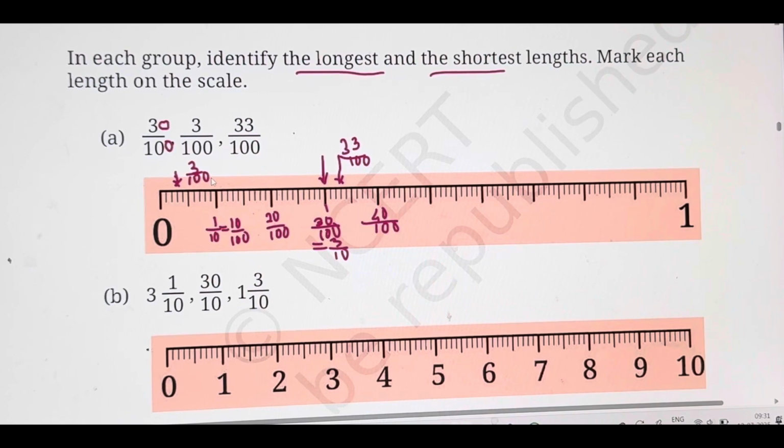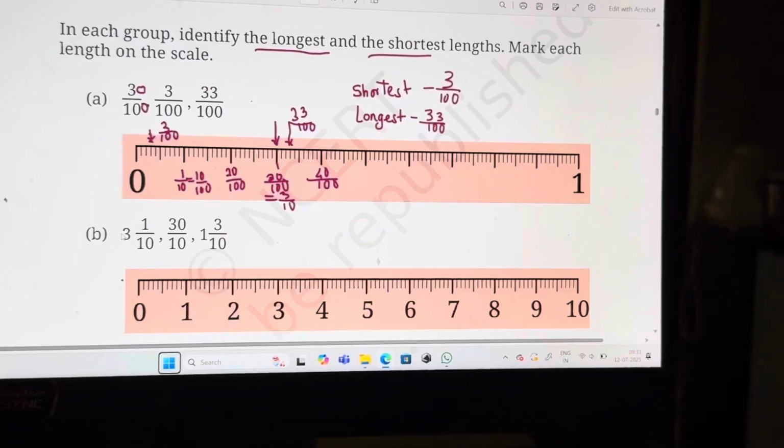Because the one which is on the leftmost side will be the shortest. So naturally, this is the shortest. So I'll just write it here. So shortest is 3 upon 100. And the longest, you can see this is on the right hand side and this is in the middle. So naturally, longest would be 33 upon 100. So first you should mark the points on the number line, and then it's very easy to identify the longest and the shortest.